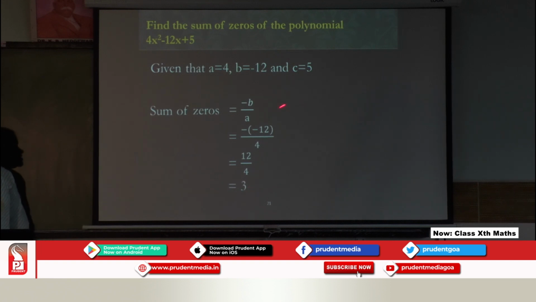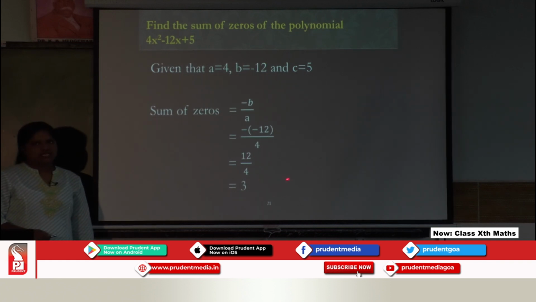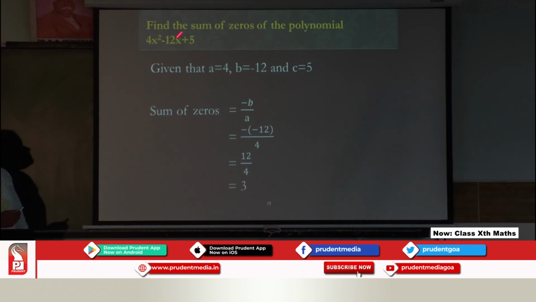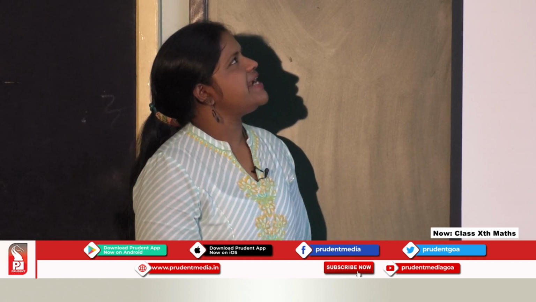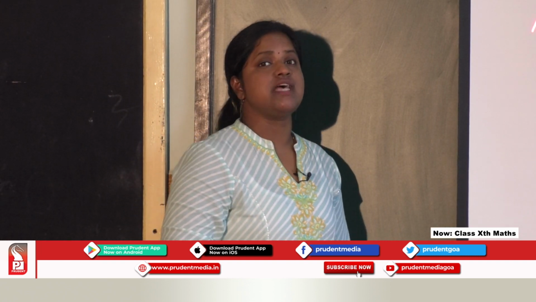Positive 3. Negative into negative, positive upon 4, 12 upon 4 is 3. So your sum of zeros is 3. So you have to be careful when you select your b. First check whether it is negative or positive. This is one applicative type of question based on sum of zeros.